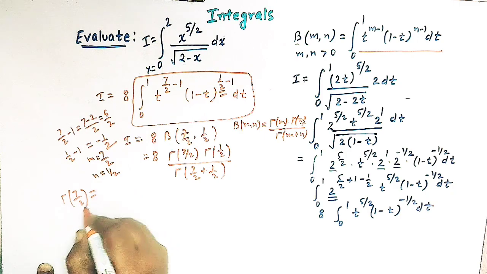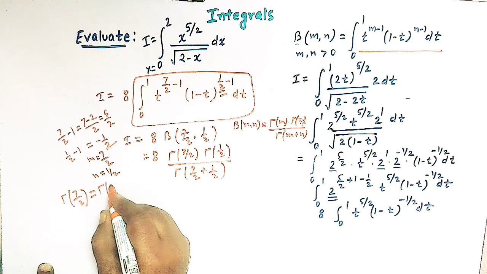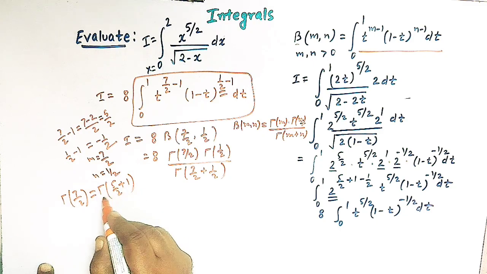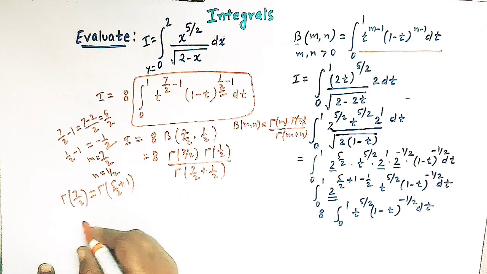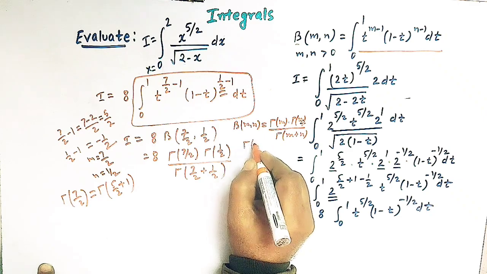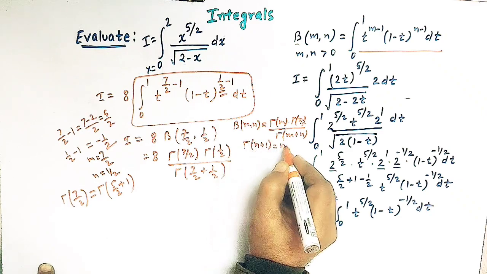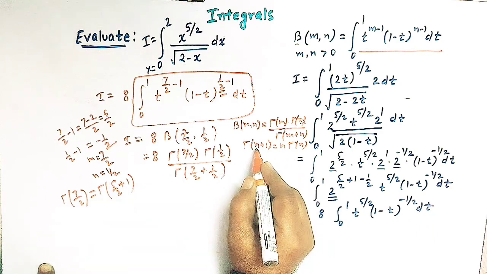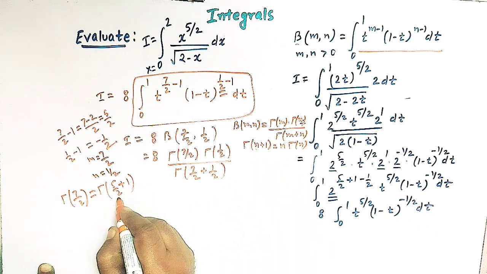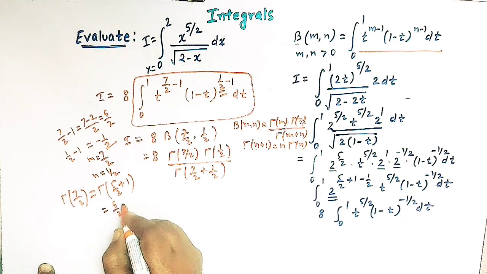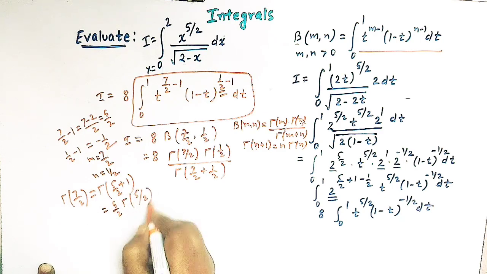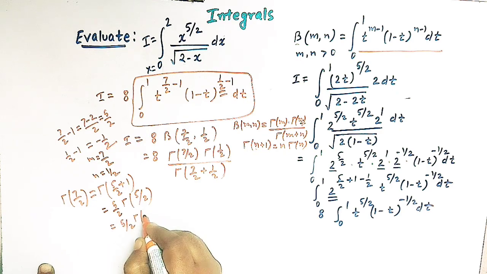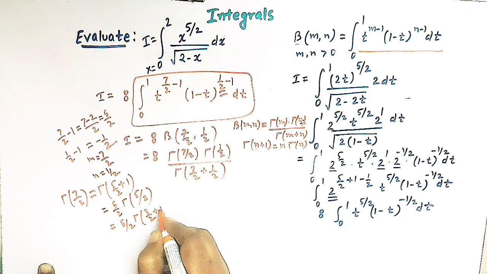Now gamma 7 over 2 can be written as gamma 5 over 2 plus 1, and here we'll again make use of an important result, that is gamma n plus 1 is given by n times gamma n. So here the value of n is 5 over 2, so we can now write 5 over 2 times gamma 5 over 2, and again we can split 5 over 2 as 3 by 2 plus 1.